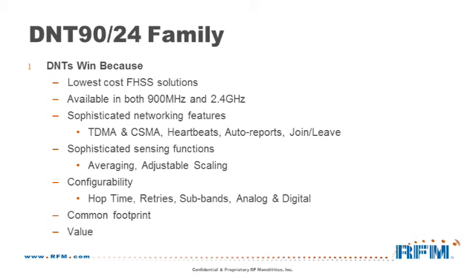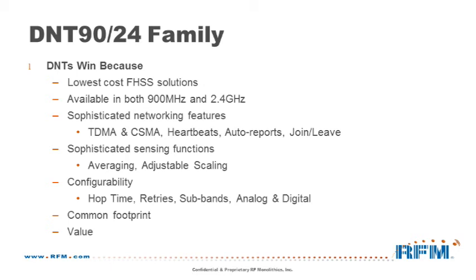All right, so why do they win? It's really the lowest cost frequency hopper out there, and you get it in both 2.4 and 900 megahertz. But even at a low price point, you still get some very sophisticated features in terms of this TDMA CSMA mode, the heartbeats that we talked about to let you know if it's sleeping. It's sleeping, that's why it's not reporting. So it sends a heartbeat every once in a while. The auto reports, and then the join and leave as well.